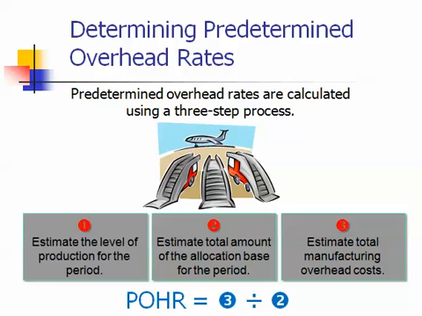And then finally, we estimate the total manufacturing overhead cost in the numerator that would be incurred for that level of estimated allocation base. In other words, how much overhead do we expect to incur based on the number of direct labor hours we plan to work? Then finally, we simply calculate our predetermined overhead rate by taking our estimated manufacturing cost and dividing it by the allocation base for that particular period.